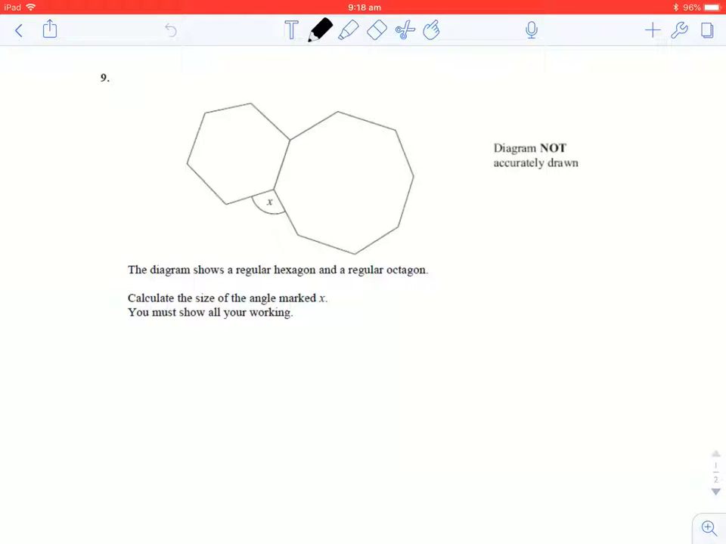So here's a question on angles in polygons for you to try yourself. If you just pause this, have a go at the question, and then you can play afterwards and see if you've managed to get it correct.